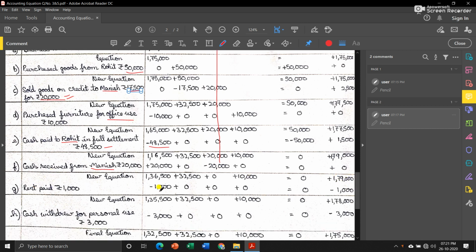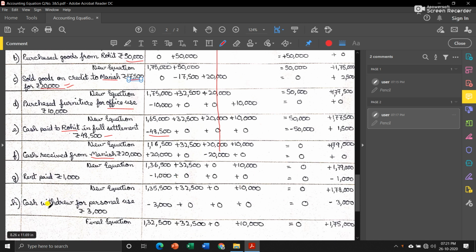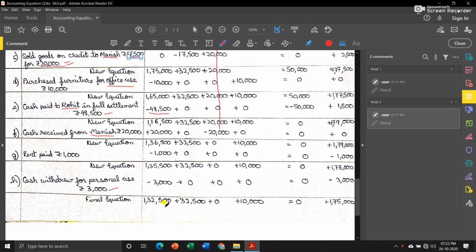Then next is rent paid. As usual, we will deduct from cash and capital as well. And last, cash withdrew for personal use, means he took 3,000 cash for his own personal use. So we will deduct 3,000 from cash and capital as well. So final equation we got: cash 1,32,500, stock 32,500, furniture 10,000, and capital 1,75,000.